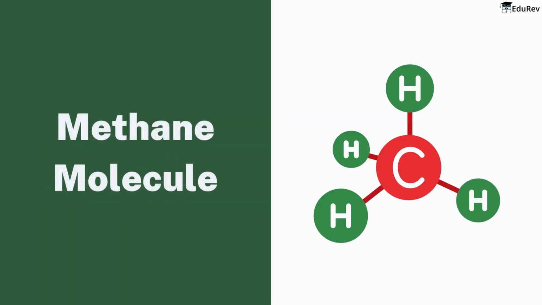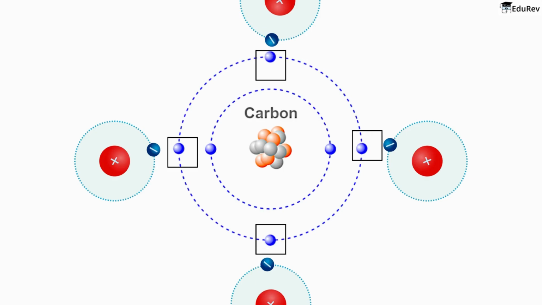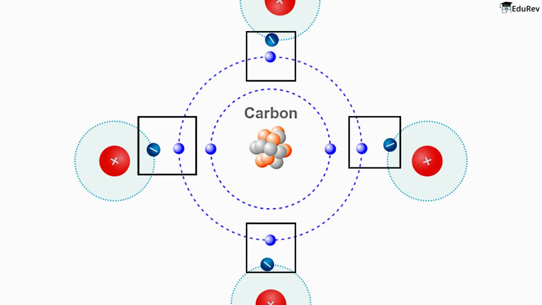Let's discuss covalent bonding in a carbon compound, such as methane. The methane molecule is made up of carbon and 4 hydrogen atoms. Carbon will form covalent bonds with 4 hydrogen atoms, where each hydrogen atom shares an electron and the carbon shares 1 electron each with the hydrogen atoms. The total number of electrons in carbon now is 8. And the total number of electrons in each hydrogen is 2, which completes its outer shell.